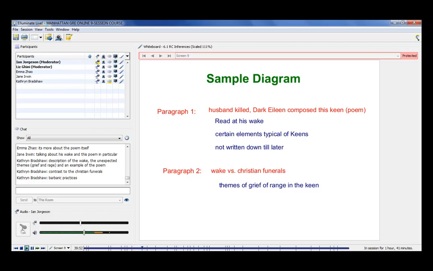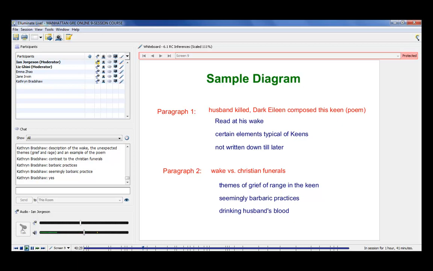Now, did the author call it barbaric practices? Is that important that I'm being nitpicky about that? It might be. We don't want to read too much into it. Right? Drinking husband's blood is, I think, probably where we're going with that for the seemingly barbaric practices. We just want to make sure that we don't say more than the passage actually says. Okay. Other thoughts?